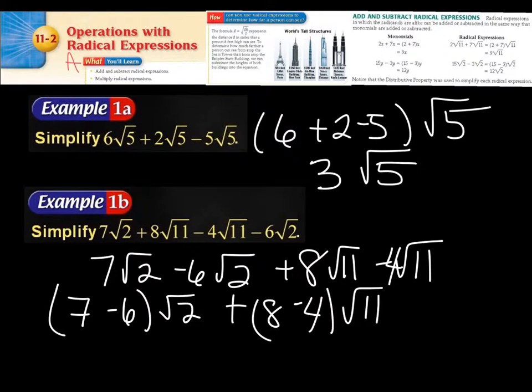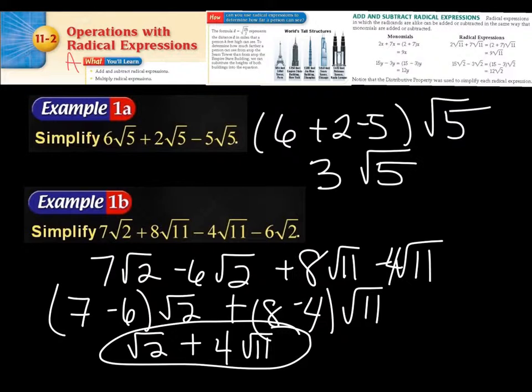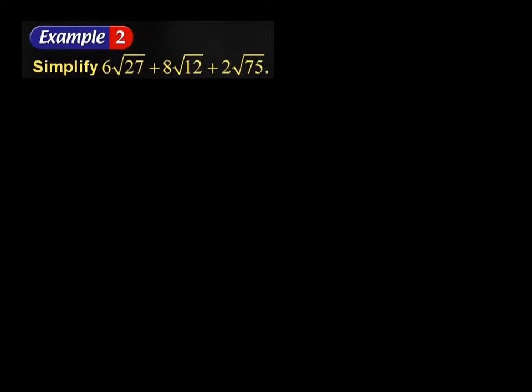And I just say, hey, if I have 7, I subtract 2, I have 1 now. And we don't usually write the 1. 4 from 8 is 4. Square root of 2 and square root of 11 are not like terms, so we cannot combine them. We are done. We're going to have to simplify the radicals first before we can add.